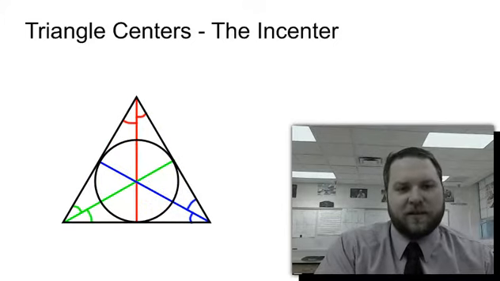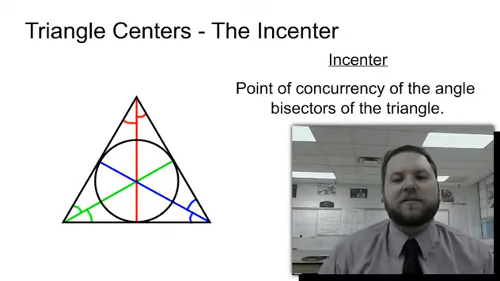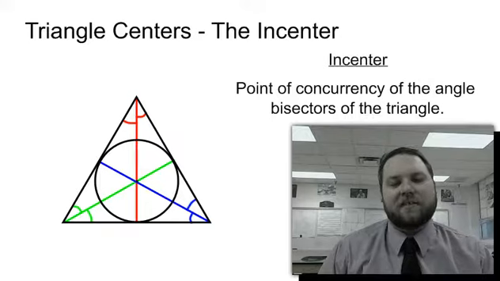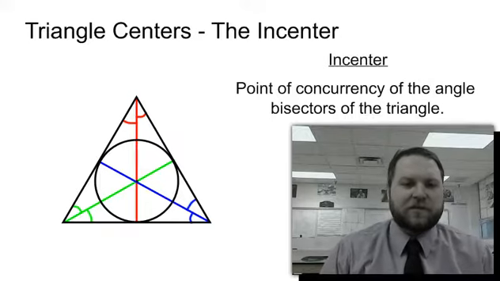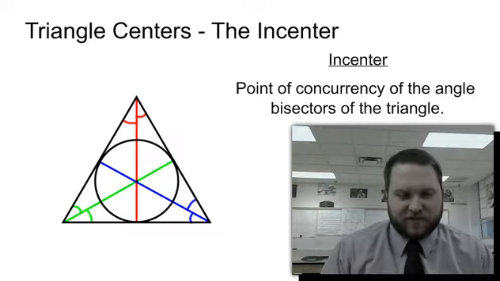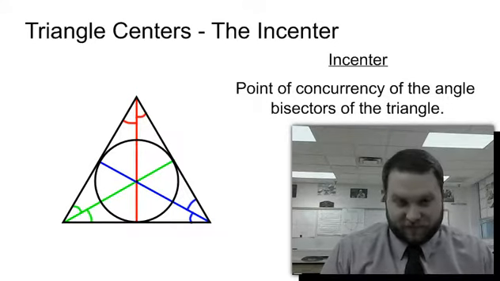And this point where they all run into each other, as you can see, is the center of that circle inscribed within the triangle. So we can talk about our incenter being the point of concurrency for the angle bisectors of a triangle. So if you're trying to draw this with a compass and a straight edge, all you have to do is construct the angle bisectors of the three angles of the triangle, and where they meet will be your incenter.